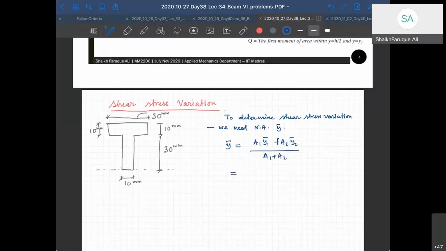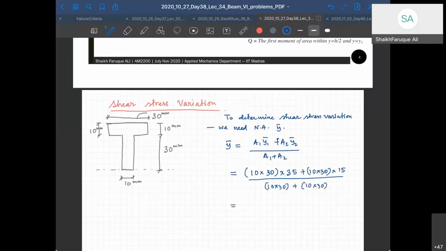So that's going to be A1. Let's say A1 is 10 into 30, into y bar, which is going to be 30 plus 5, 35, plus A2 is 10 into 30 into this is going to be 15, divided by 10 into 30 plus 10 into 30. Can anyone calculate it quickly?